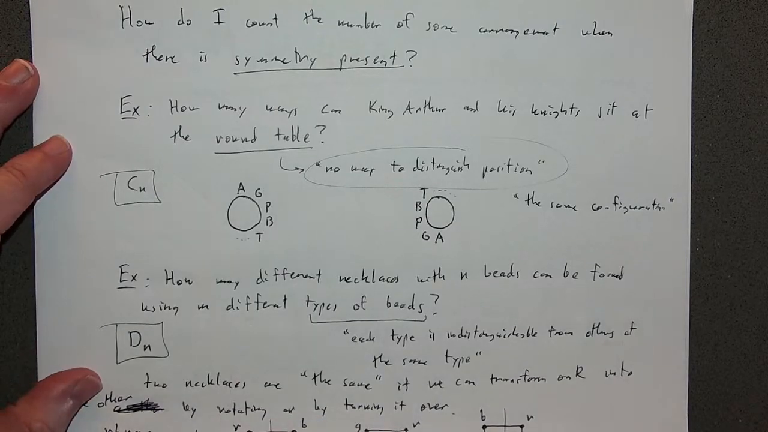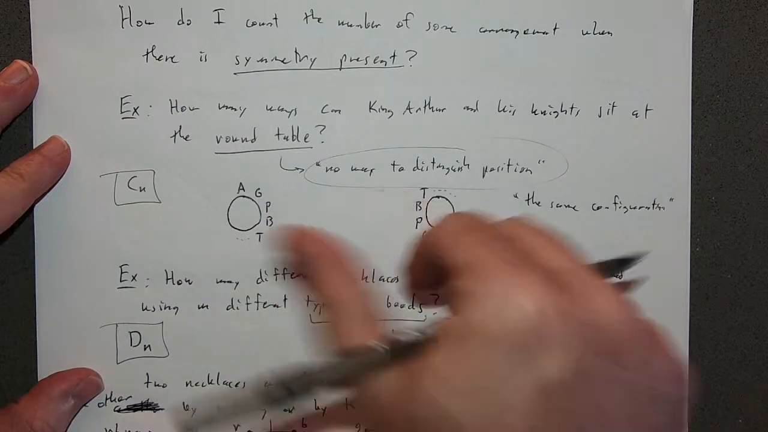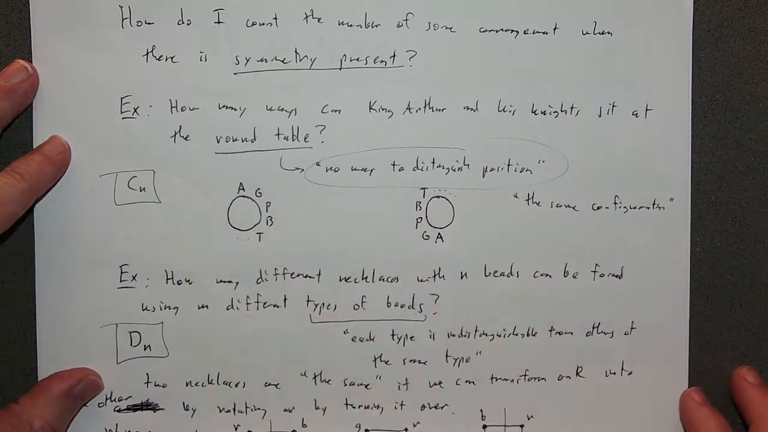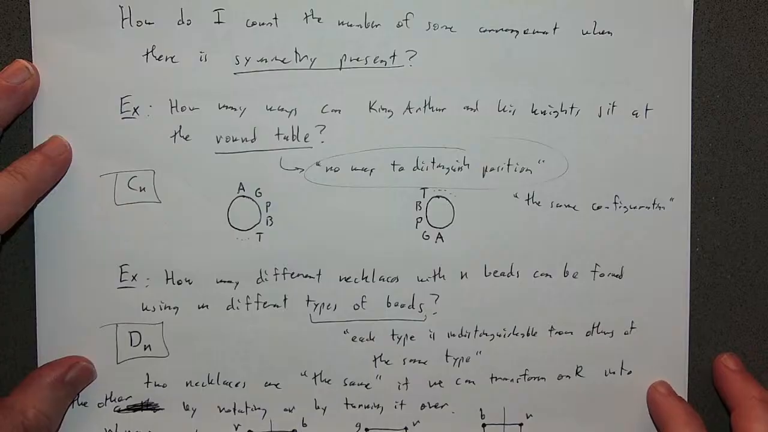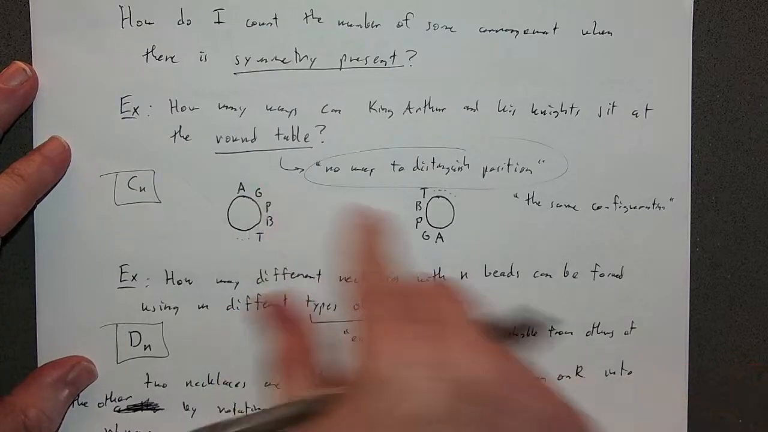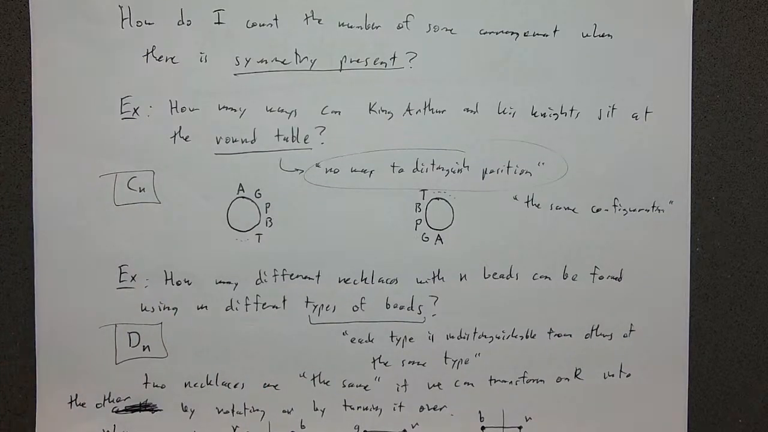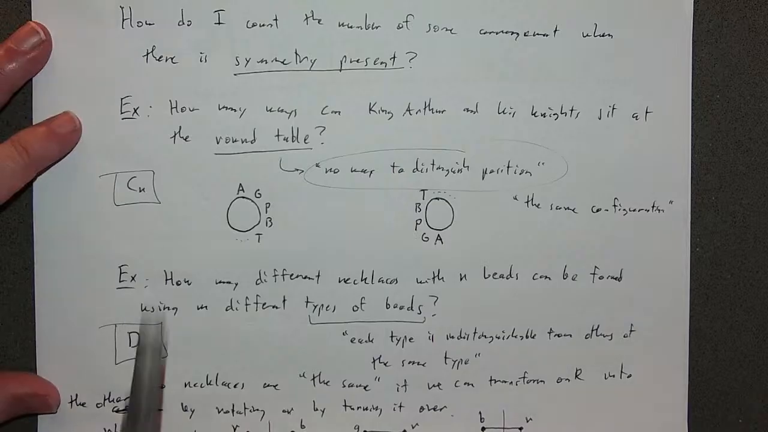So, first example, how many ways can King Arthur and his knights sit at the round table? So these are seating arrangements, and equivalent seating arrangements under this scheme are obtained through rotation. So if one of these seating arrangements can be rotated into the other, we would call them equivalent. We're counting the number of non-equivalent seating arrangements in this way. The symmetry group is the cyclic group on n objects. Remember, we can think about this as the rotational symmetries of a regular n-gon, right?